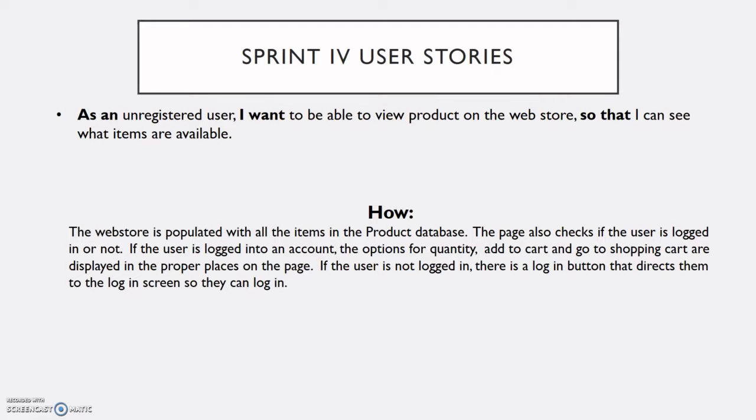Sprint 4 User Stories. As an unregistered user, I want to be able to view product on the web store so that I can see what items are available. How? The web store is populated with all the items in the product database. The page also checks if the user is logged in or not. If the user is logged into an account, the options for quantity, add to cart, and go to shopping cart are displayed in the proper places on the page. If the user is not logged in, there is a login button that directs them to the login screen so they can log in.